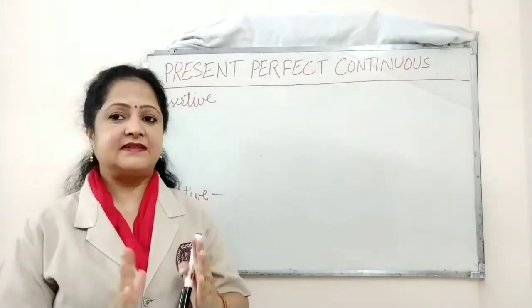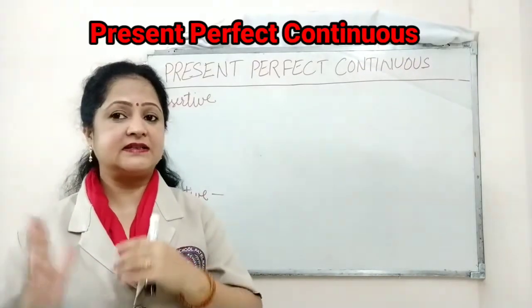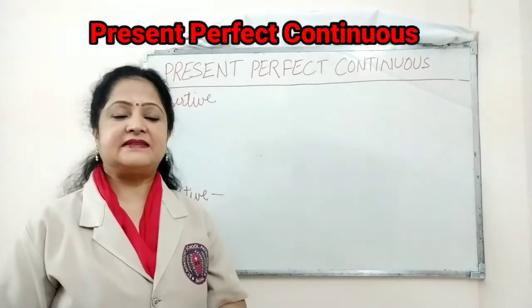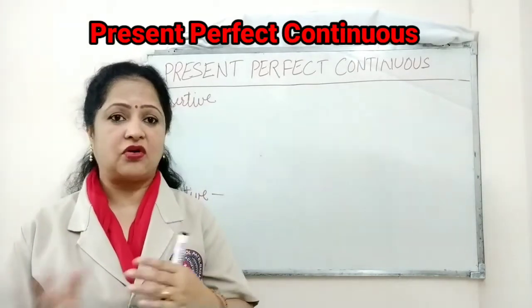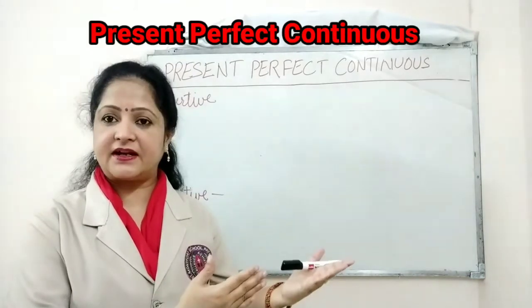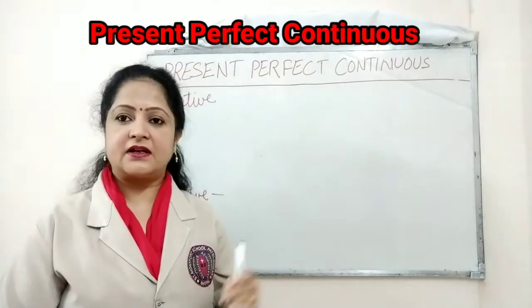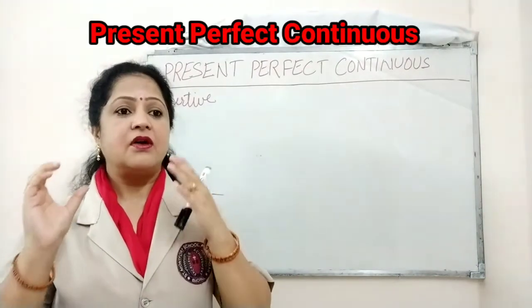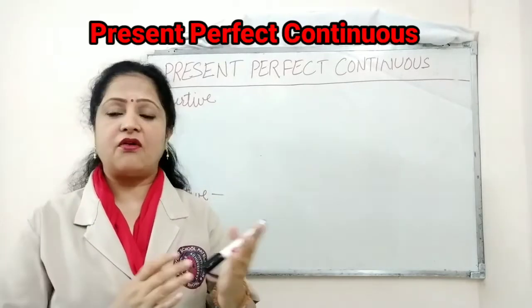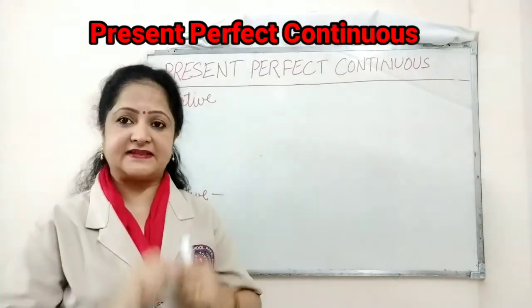Our next tense here is present perfect continuous tense. So present perfect continuous tense combines the ideas of the present perfect and present continuous. The present perfect continuous form focuses on the continuation of an activity from the past to the present.